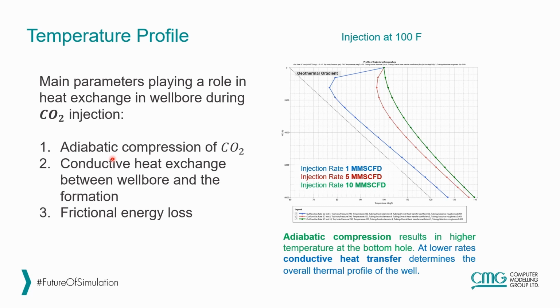When we inject CO2 inside the wellbore, CO2 is being compressed, and this means an increase in temperature. And the conductive heat exchange between wellbore and formation is being determined by the value of the overall heat transfer coefficient. Here on the right hand side plot, we are injecting at 100 degrees Fahrenheit, which is over the critical temperature of CO2. The dashed line is the geothermal gradient, and the injection rate is being increased from left to right. As we increase the injection rate, the adiabatic compression is increasing as well, and this means higher temperatures.